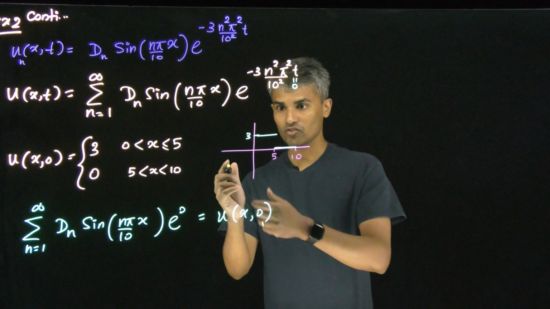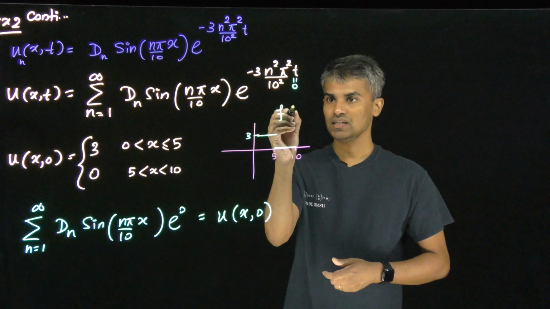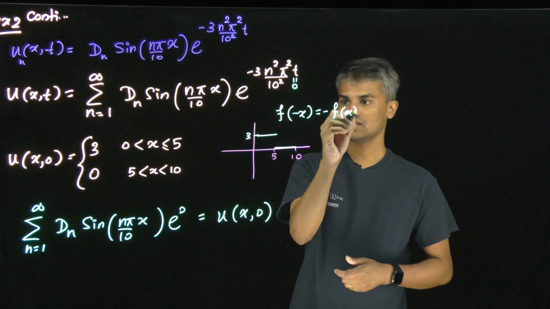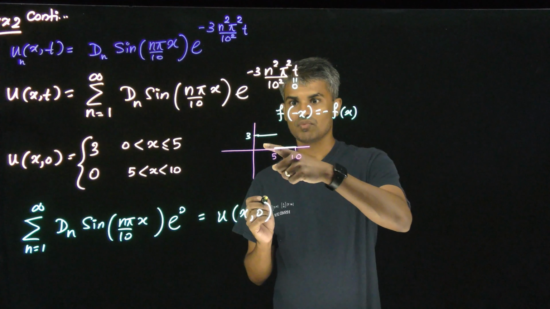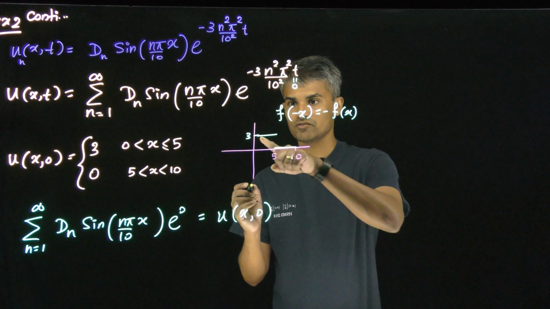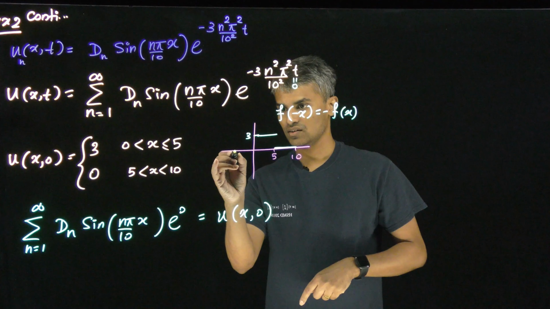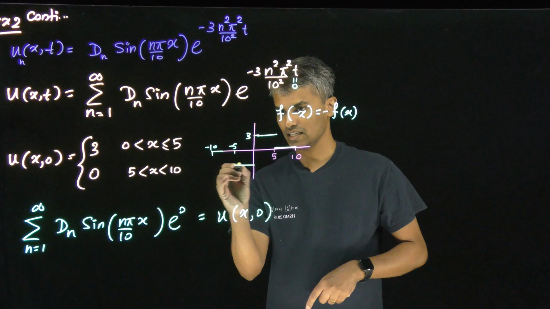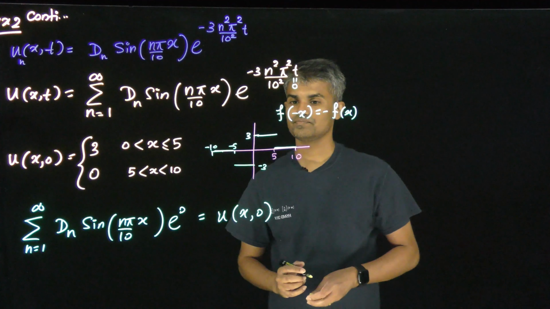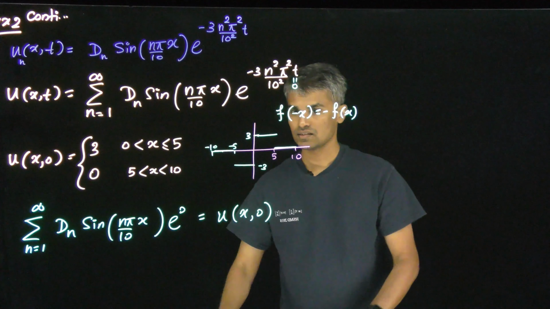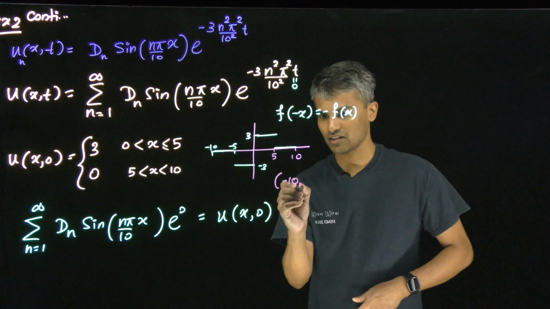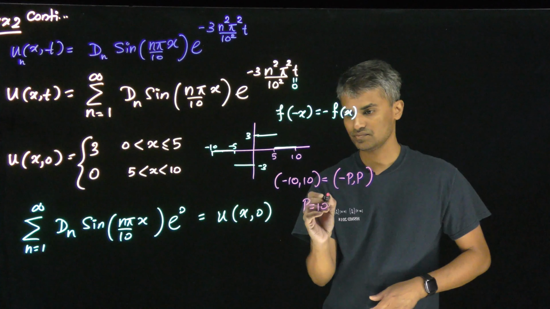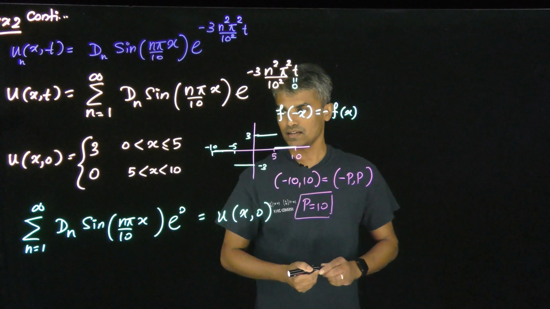Now we need to construct the odd function. So remember, if you have an odd function, then f of negative x equals minus f of x. So in other words, we have to multiply each of these y values by negative 1. If we do that, you will get negative 3 here and then 0 here. Okay. So now my interval goes from negative 10 to 10. Therefore, your p value equals 10.